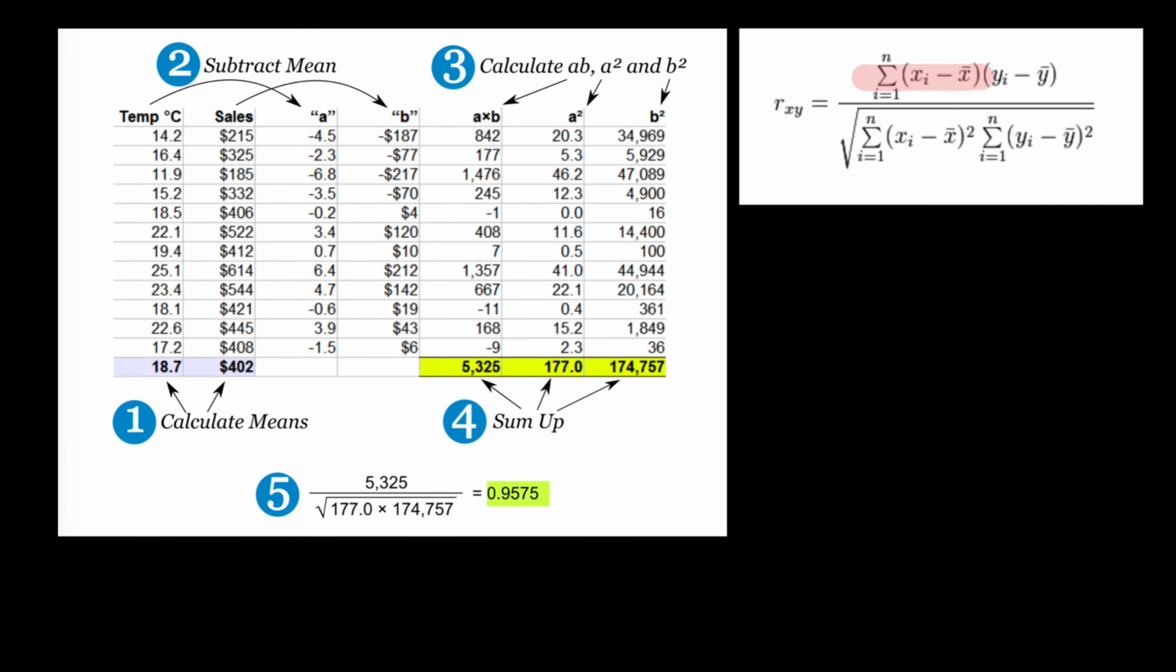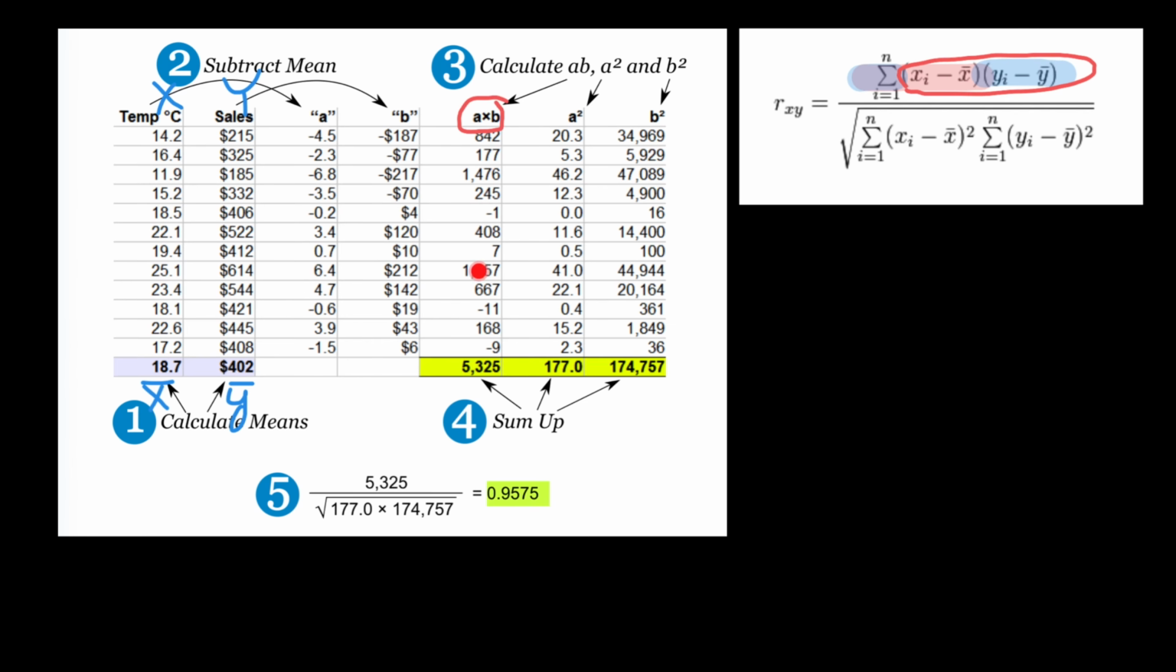And for this data set, we also calculate the mean. And in our formula, this part of the formula stands for the calculations of this column. So we also have to do the same as we have done for the x set. So this is x, and this is going to be the y set. And 18.7 is the mean of x, and $402 is the mean of the y column. The third column is pretty easy. We just have to multiply these two numbers in order to get this number.